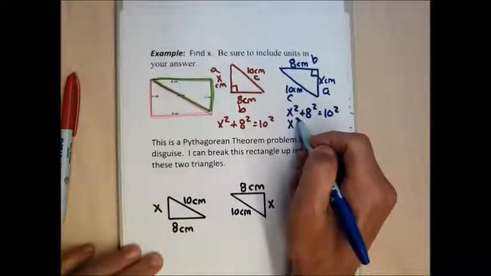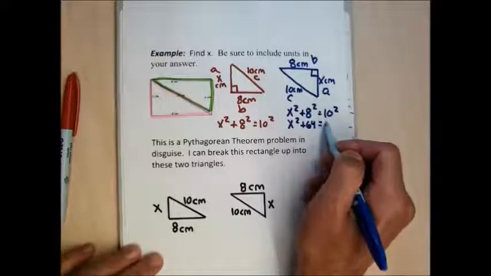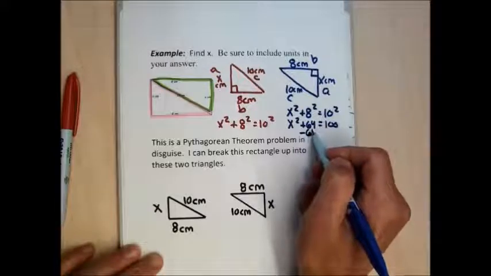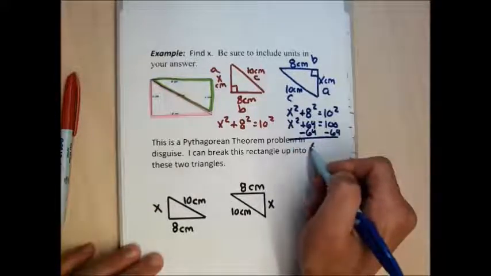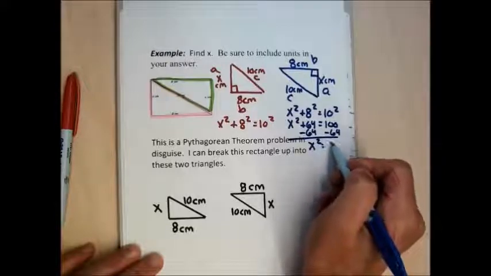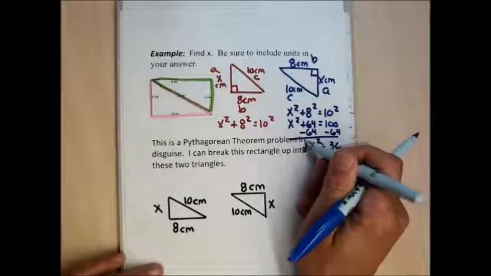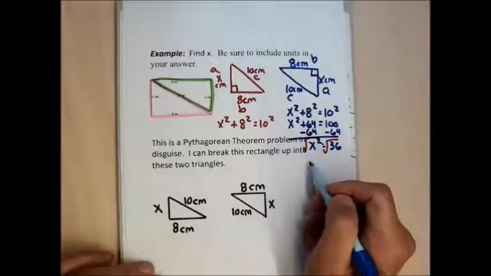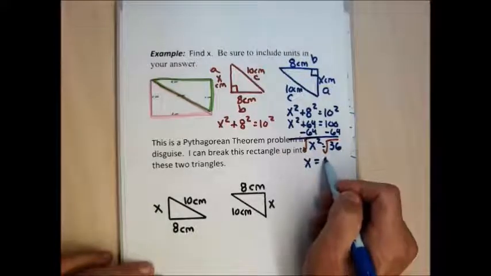So I can go x squared plus 8 squared is 64, equals 10 squared is 100. Isolate the x squared term by minusing 64 from both sides. This will give me x squared equals 36. Once I have the x squared isolated in the Pythagorean theorem, you square root both sides. On the left-hand side, the square root of x squared is just x. On the right-hand side, the square root of 36 is 6.